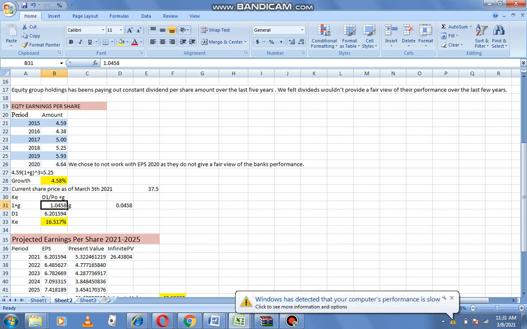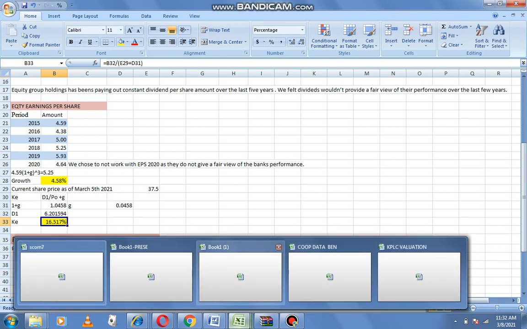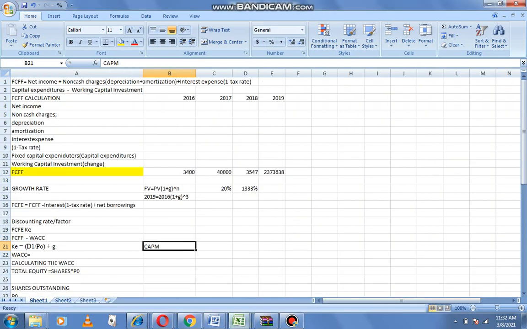D1 divided by P0. So when I was doing this assignment, I was doing it on March 5th. So the current share price was 37.5. So you go and take that value, you divide it, plus G, the growth rate 4.58, you get the value of KE 16.517. And since we are doing this assignment together, this is basically the KE you guys are supposed to work with, this 16.517, just for the sake of togetherness.